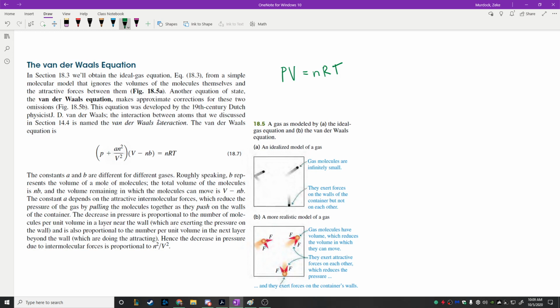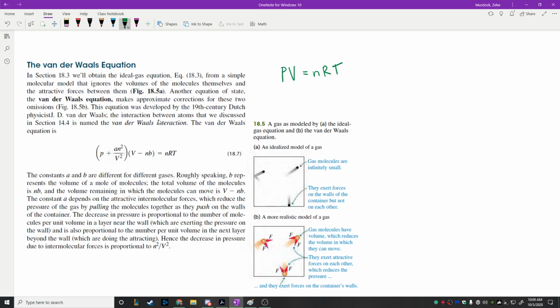So you've got within this equation a, which is a constant, and b, which is a constant. You take pressure plus a times n squared over volume squared, where n is still the number of moles, and you multiply by the volume minus little n times b. So a and b are different for different gases, so it's something you have to look up in a table. Roughly speaking, b represents the volume of a mole of molecules.